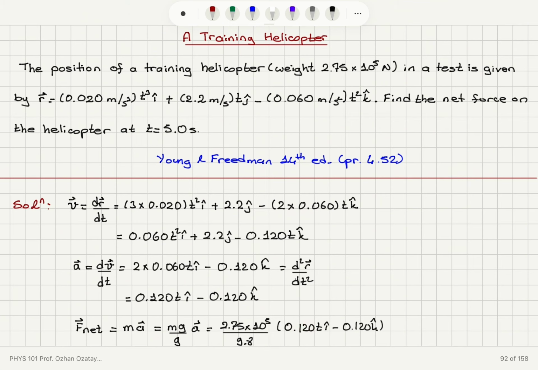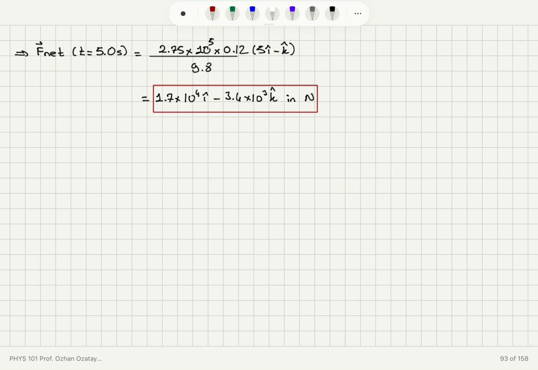So taking 0.12 into parentheses and substituting t equals 5, we obtain 0.12 times 5 i hat minus k hat for acceleration, times the mass. This gives us the final answer for the net force vector, 1.7 times 10 to the 4 i hat minus 3.4 times 10 to the 3 k hat in newtons.